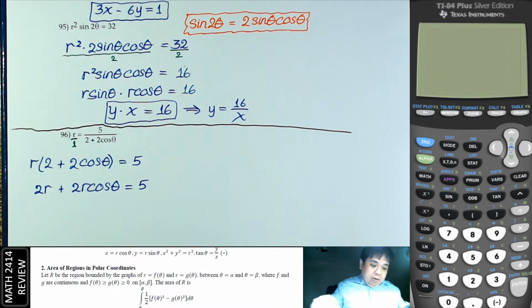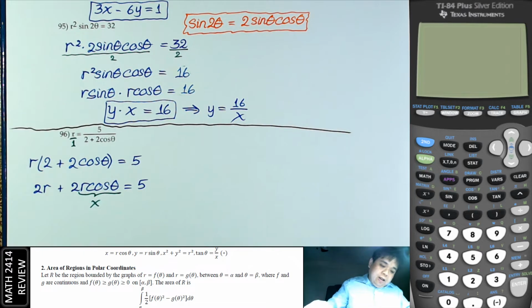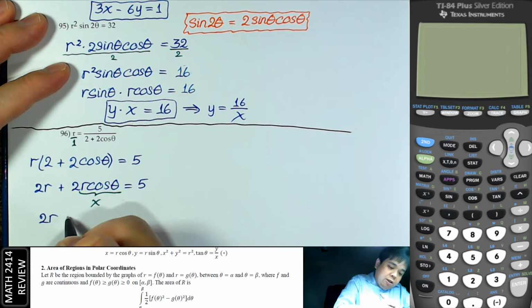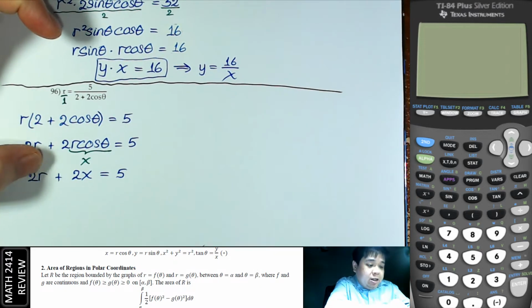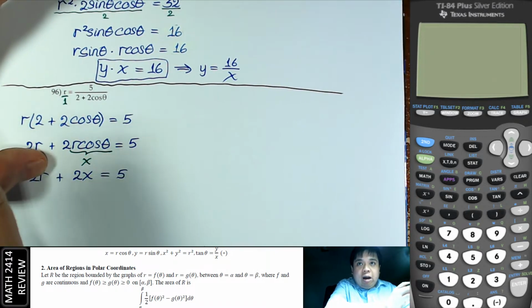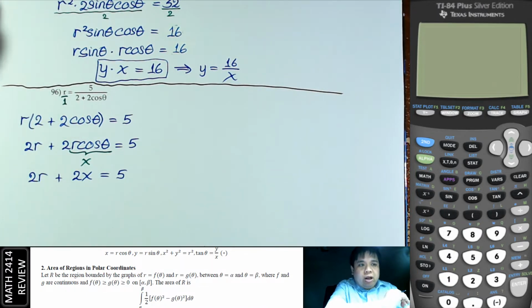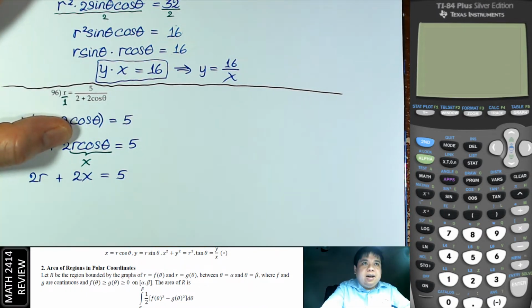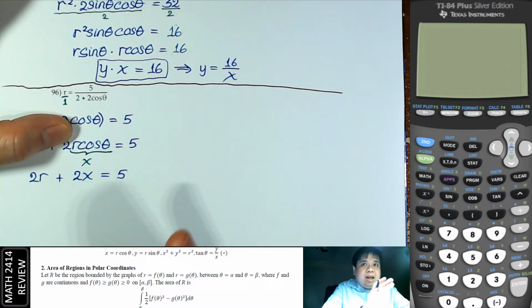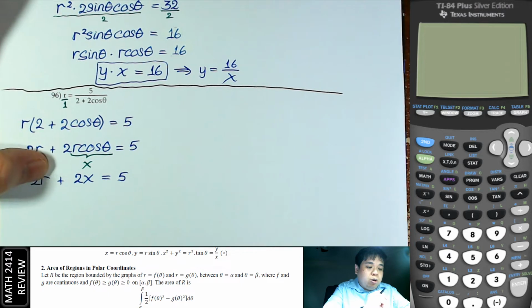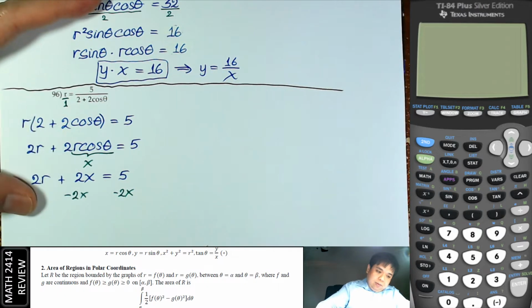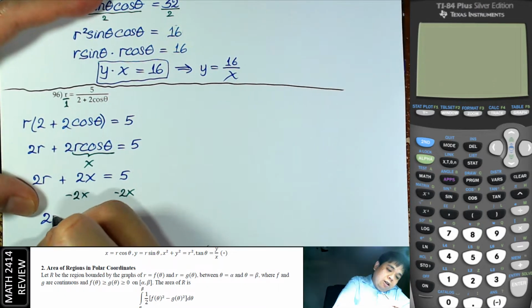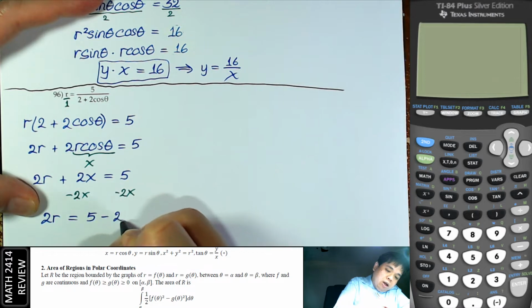And r cosine here, of course, is going to be x. So that's good. Now the only problem here is r. The way to write r in terms of x and y is r squared equal to x squared plus y squared. Of course, here we can put the square root. It's done. But if we have r squared, then we will have x squared plus y squared. So what I do here is subtract 2x on both sides. So we have 2r equal to 5 minus 2x.